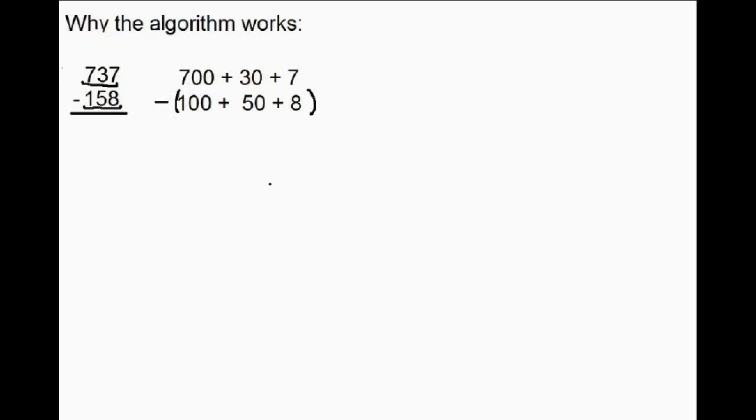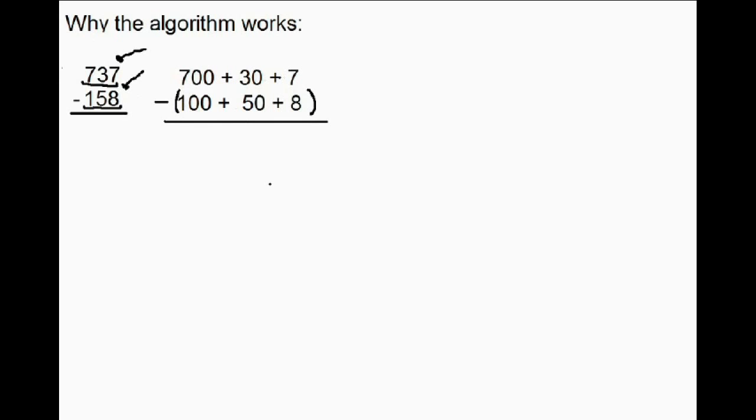So here, if we start to look at this, well, we want to subtract 7 minus 8. I'm not able to subtract 7 minus 8 in this case because I can't end up with a value that's less than 0, because 738 is bigger than 158. So we know our answer has to be greater than 0.